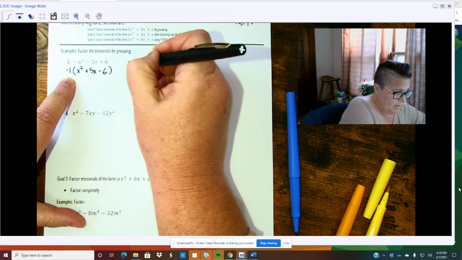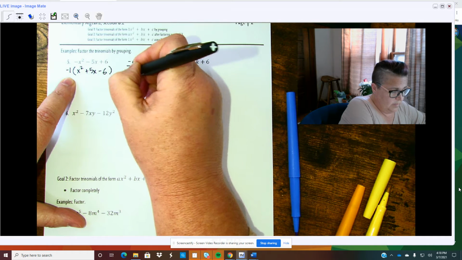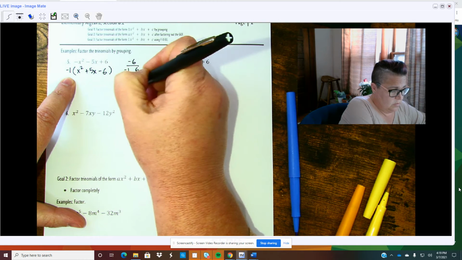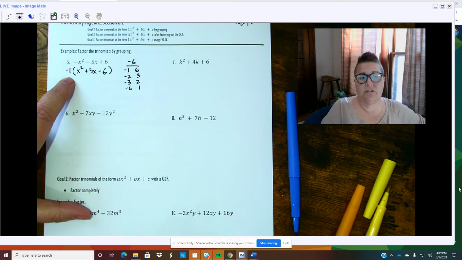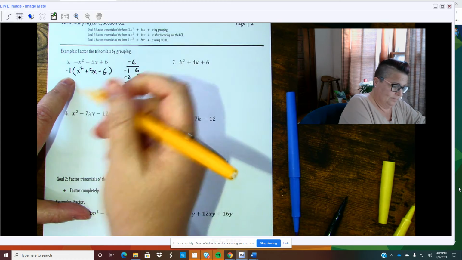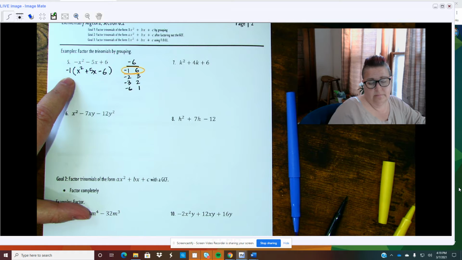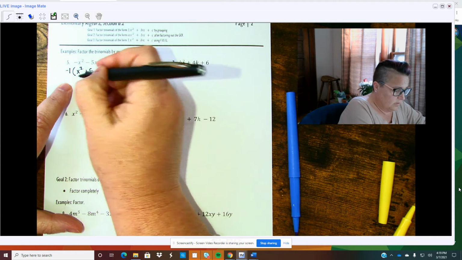So now I'm going to look at a minus 6. It's going to be a minus 1 and a 6, or a minus 2 and a 3, or a minus 3 and a 2, or a minus 6 and a 1. Do any one of those factor pairs, those two numbers that multiply to give me a negative 6, will any of those pairs add to give me a positive 5? That one will. Sometimes we forget the ones with the 1.